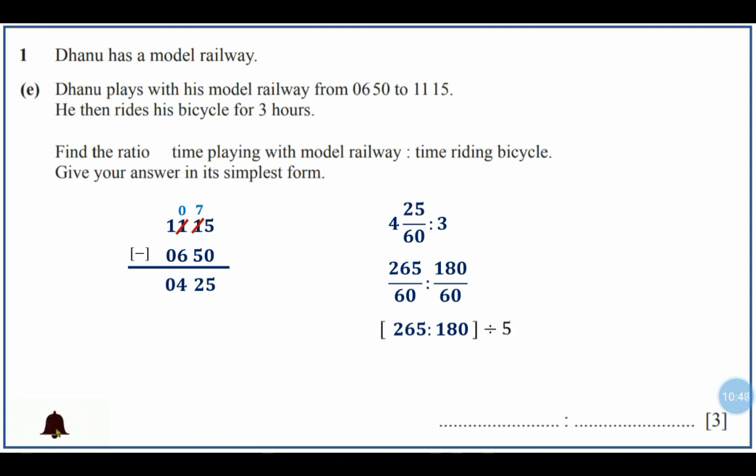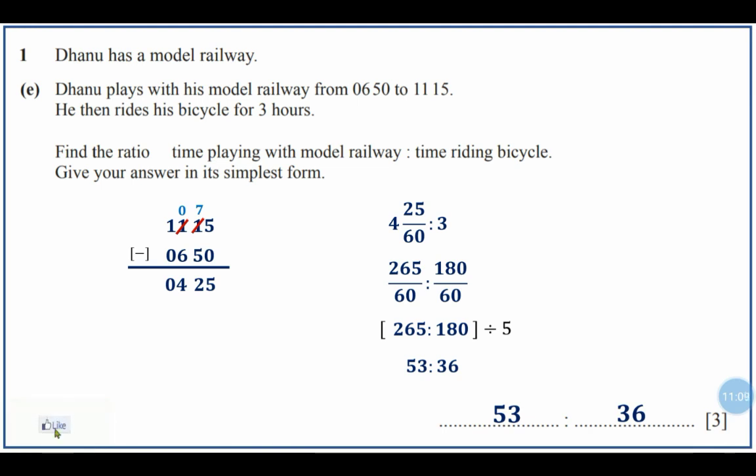We need to put this into simplest form, so I have to divide this by 5, because 5 is the greatest common factor. So if I divide that by 5, I will get 53 is to 36. So our answer here is 53 is to 36. You will get 3 marks from answering the question.